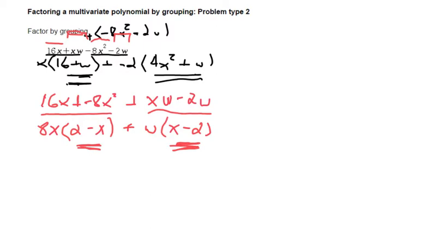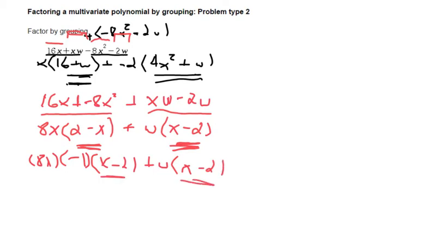I'm going to factor out a negative 1 out of this, and that will change the signs, x minus 2, and I still have my 8x here, plus w times x minus 2. Now notice that these match, and so I can factor that out. I'm going to factor out my x minus 2, and then what's left is negative 8x plus w, and that would be factored.